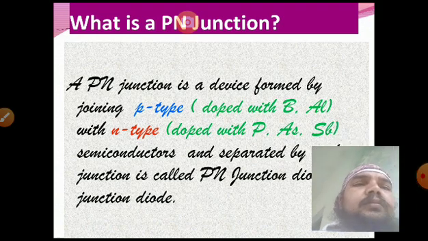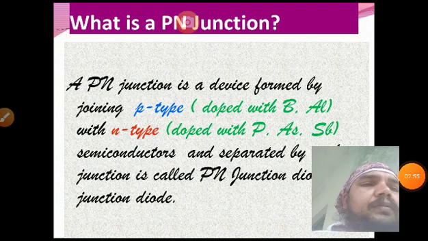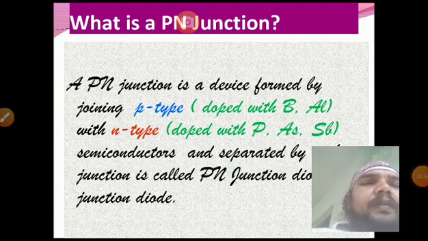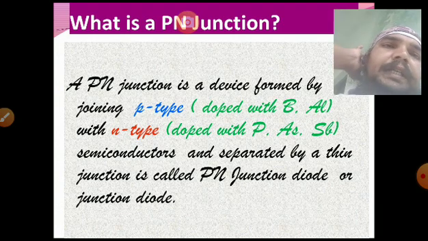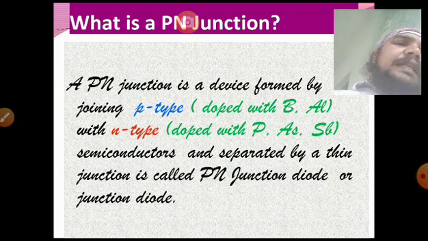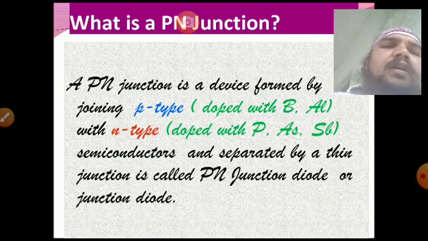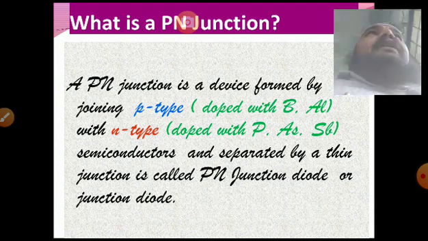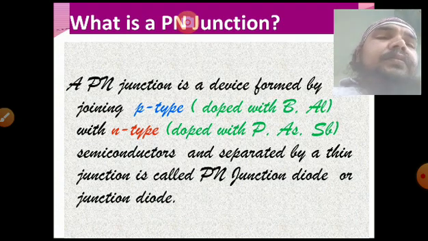Next topic: what is a PN junction? A PN junction is a device formed by joining P-type material, doped with boron or aluminum, with N-type material, doped with phosphorus. The device so formed is called a PN junction diode, or junction diode.